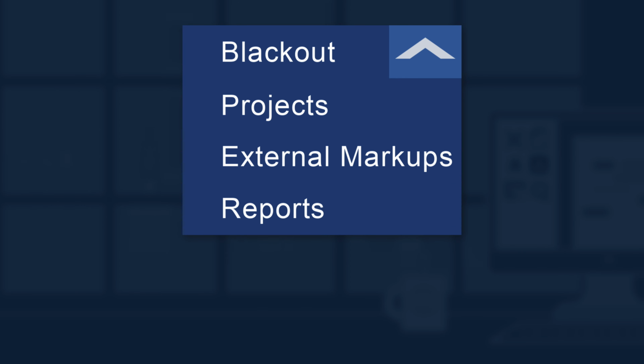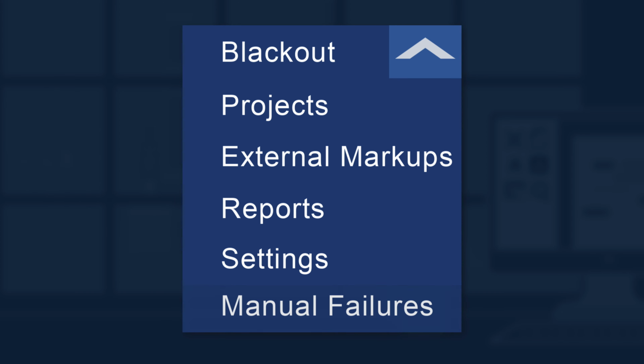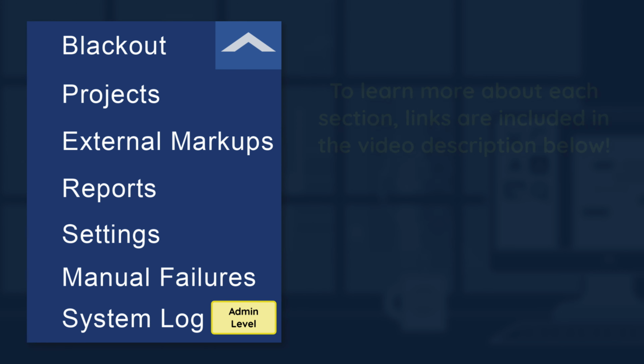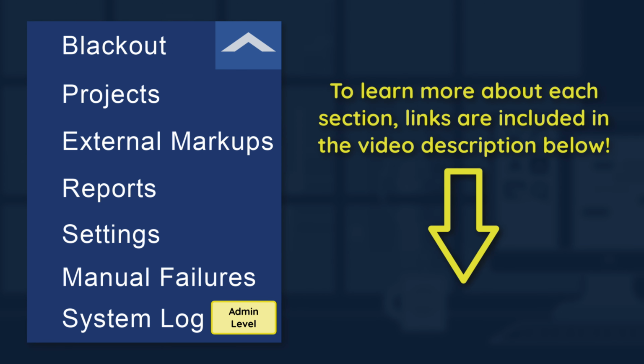Reports, where you can generate markup and document reports. Settings, which allows you to change manual redaction terms. Manual failures, which enables you to troubleshoot failures that occur with manual markups. And the system log at the admin level, which is a great tool to use when troubleshooting with our teams. Now, let's take a closer look at these tabs. Each of these sections will include a link in the video description to the corresponding page on our support site, where you can learn more information about each topic.